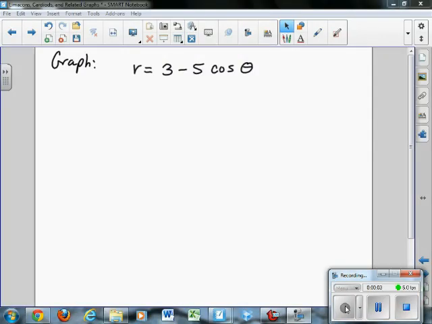How to graph a limacon. So let me give you some tips. Let's say I gave you this equation. It's an equation of a limacon, and I asked you to graph it. There's two ways to look at this.